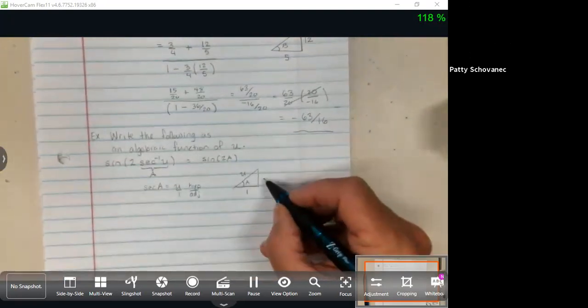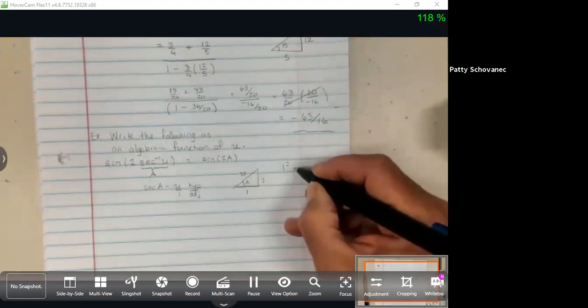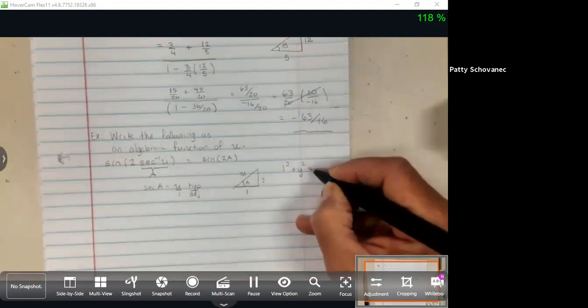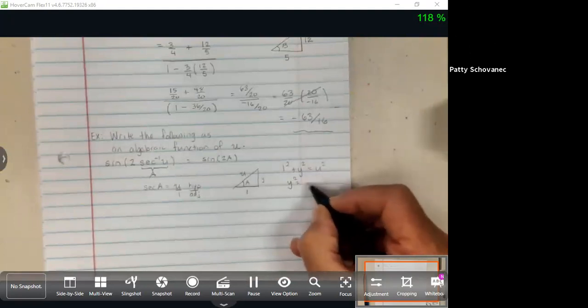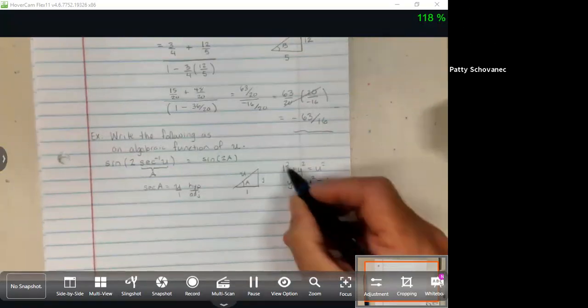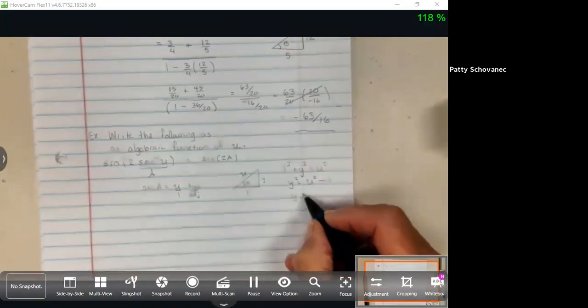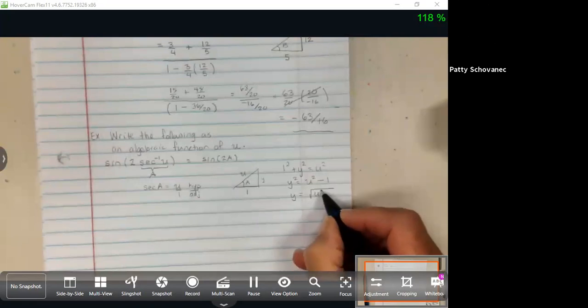I'm going to need this side over here. Let's write y in terms of u using the Pythagorean theorem, that 1 squared plus y squared is u squared. So y squared is u squared minus that 1. That gives me y as the square root of u squared minus 1.